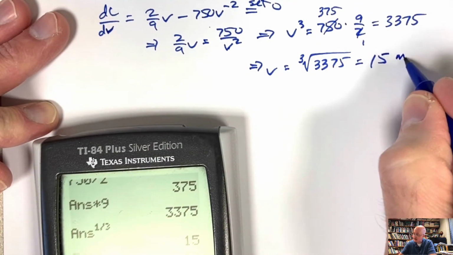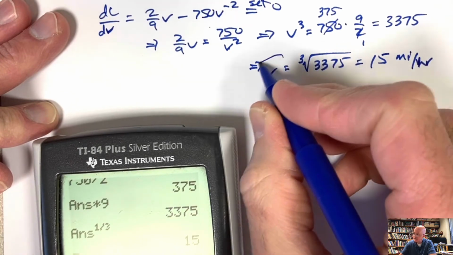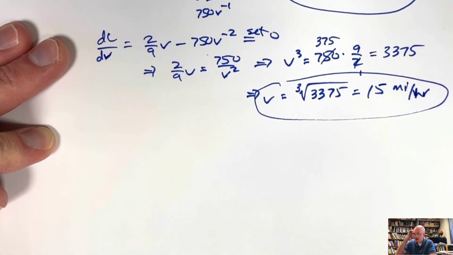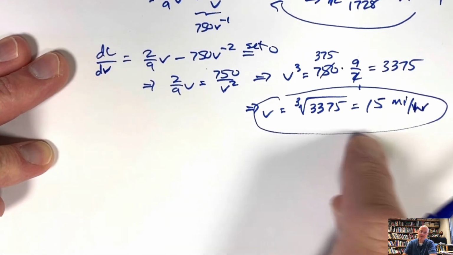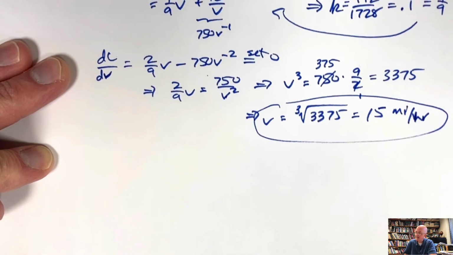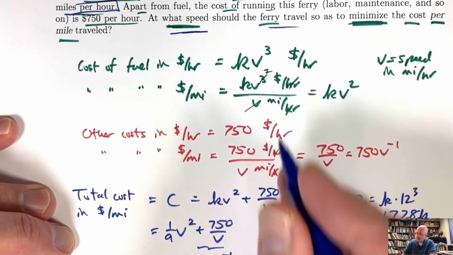This is miles per hour, and that's the answer to the question. That's the speed to go at to minimize the total cost in dollars per mile. If you didn't get a nice number, that's okay. You might get something that you just have to approximate. That's the speed to go to minimize the cost, again, in dollars per mile.